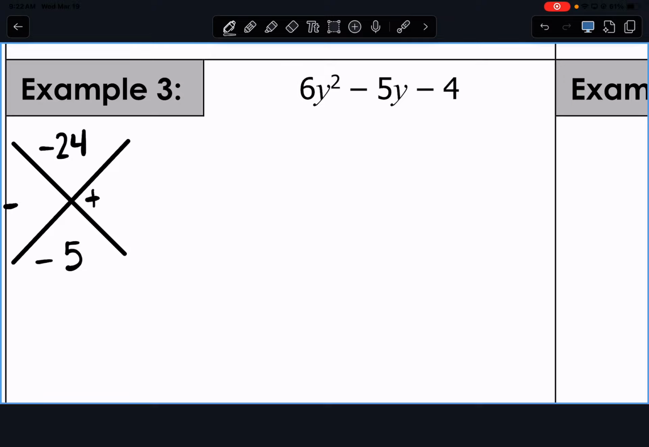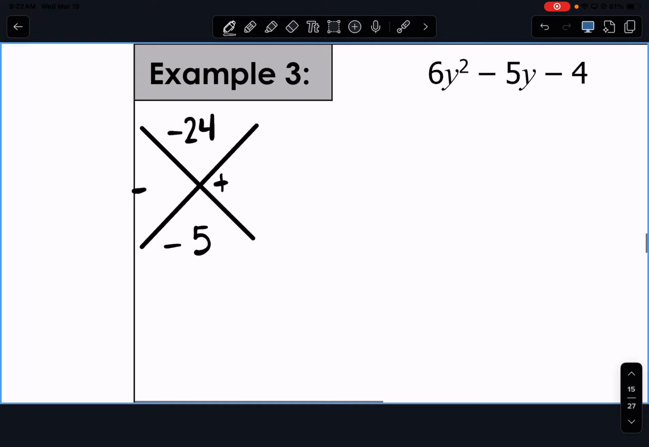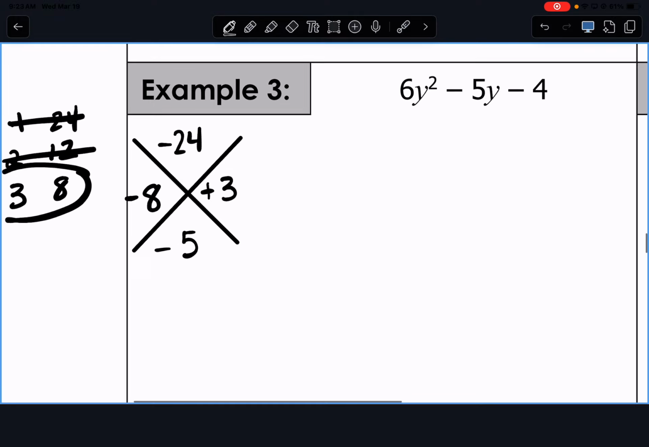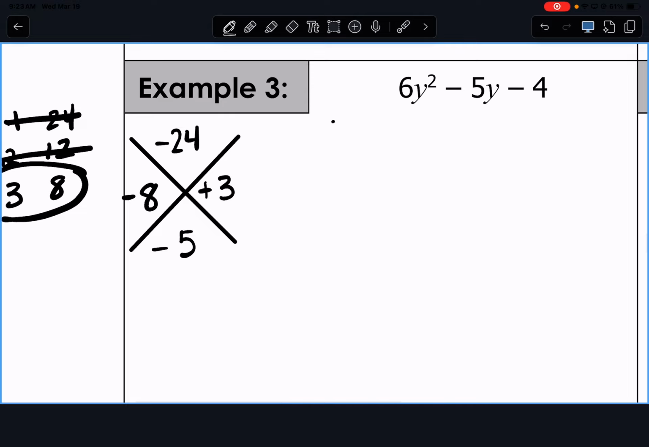Okay. Now, what are our factors of 24? We got 1 and 24. Now, can I combine 1 and 24 in any way to get negative 5? No. Can I combine 2 and 12 in any way to get negative 5? No. 3 and 8? Yes. How would I go about doing that? Negative 8 plus positive 3. And then we rewrite. So we do 6y squared minus 8y plus 3y minus 4.